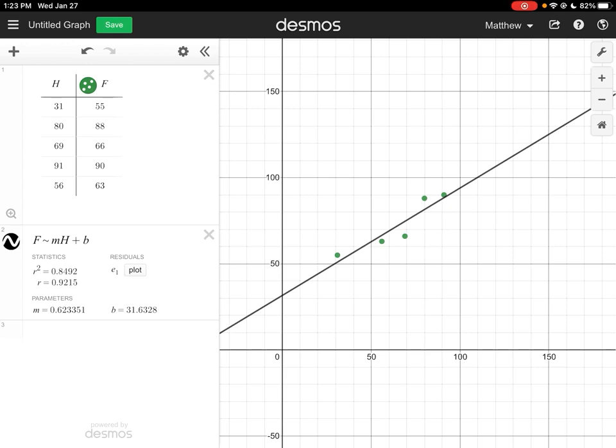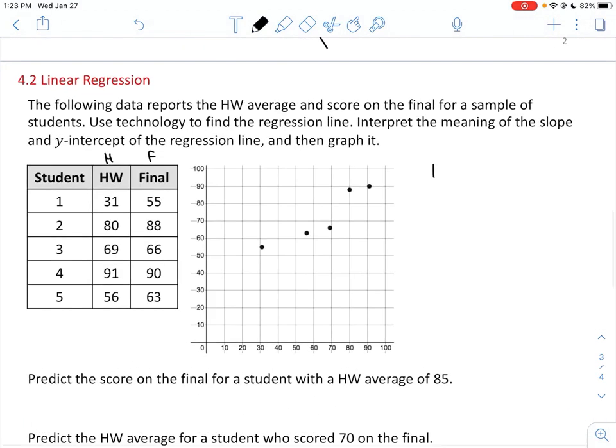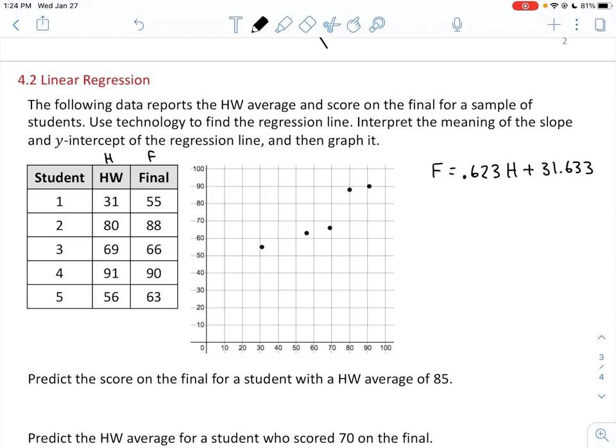Let's go rounded to the nearest thousandth again. So the slope is 0.623 approximately. If we want to go with H and F again, then we can create our line this way. So we have F is equal to 0.623 times H, plus, and then the b, rounding to the nearest thousandth, is 31.633.